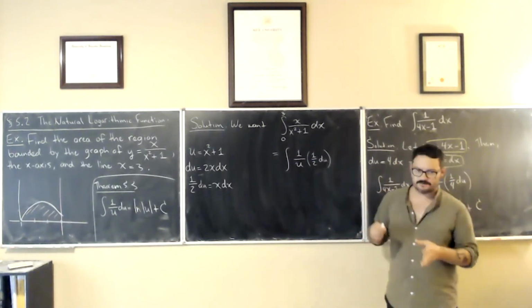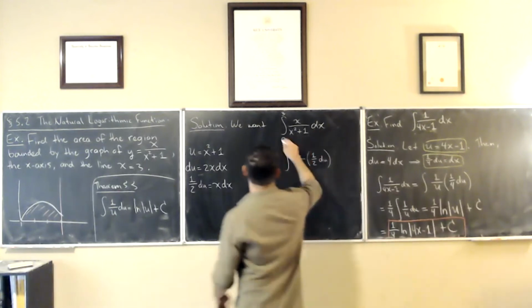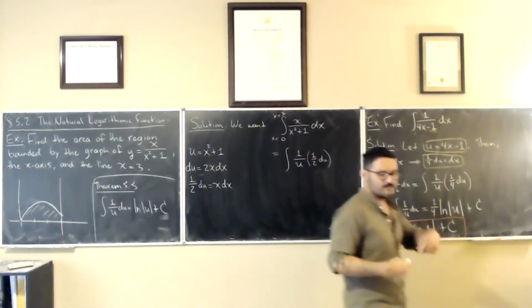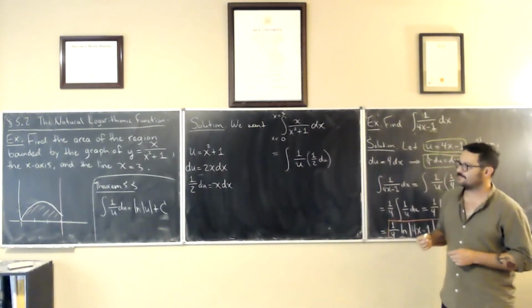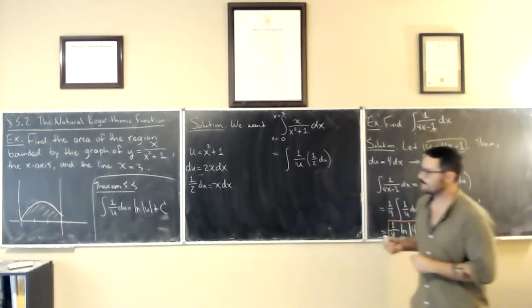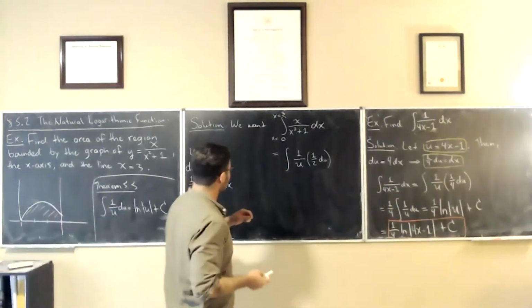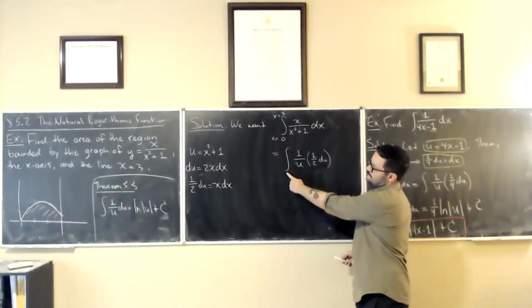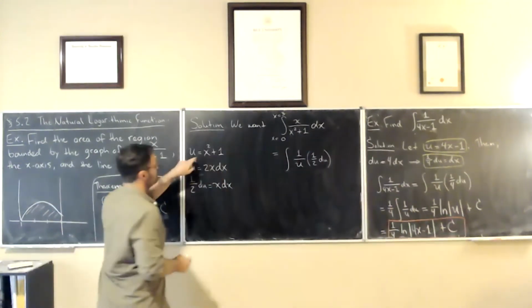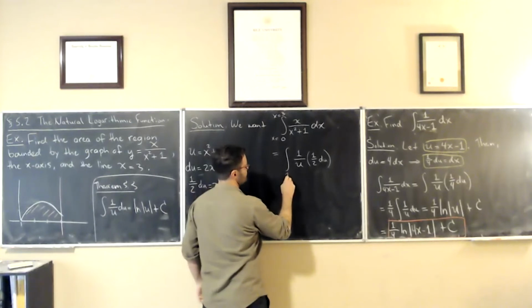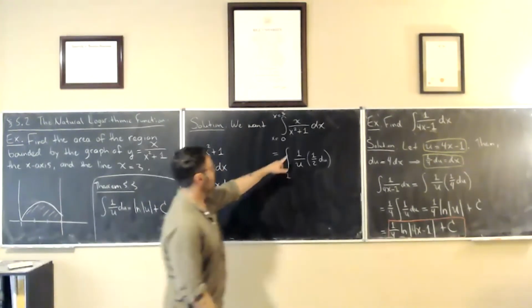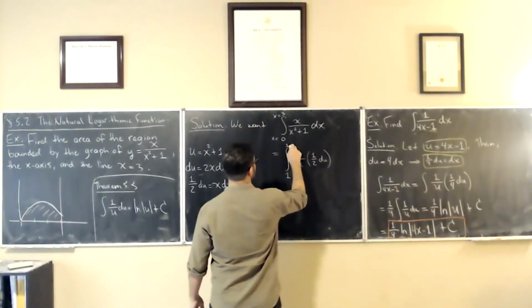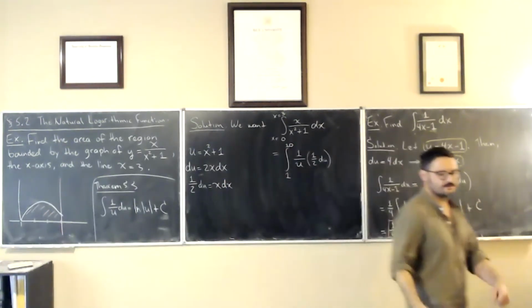Sometimes when I'm doing these types of substitutions, I will explicitly write x equals 3, x equals 0, just so I can remind myself that I need to change those limits. So can someone tell me what I'm going to write right there? Just take a guess. 1. 1, right? Because when x is 0, u is 1. And then what am I going to write there? 10. Because when x is 3, u is going to be 10.